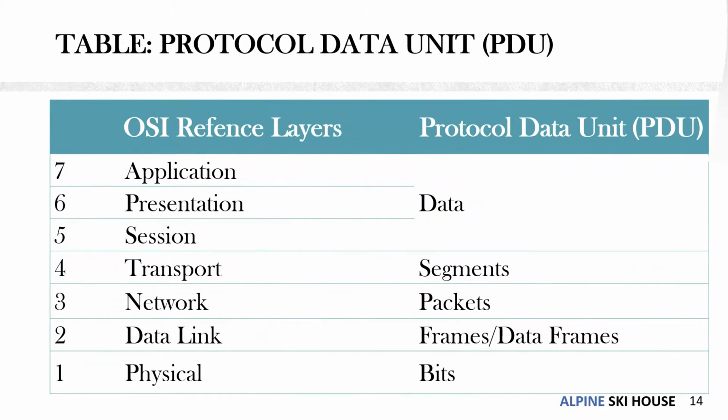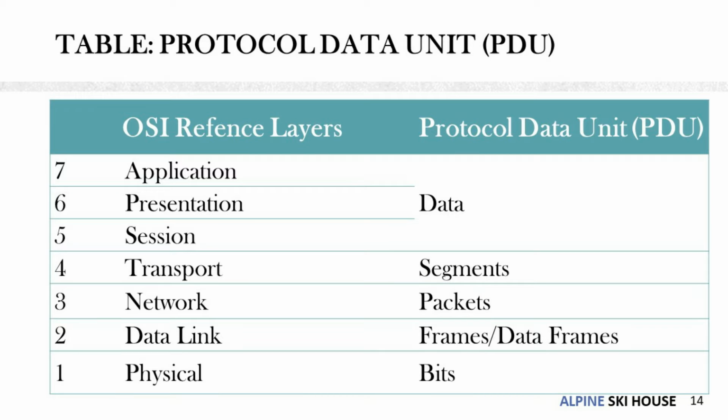Let's start with the first table, the Protocol Data Unit or PDU. In this first table, the 7th, 6th, and 5th layers have the same PDUs in them and they are called data. In the transport layer, the PDU is now called segments. In the network layer, the PDU is now called packets. In the data link layer, the PDU is now called frames. And lastly, in the physical layer, the PDU is now called bits. They're slowly transforming in each layer as they pass through each layer.